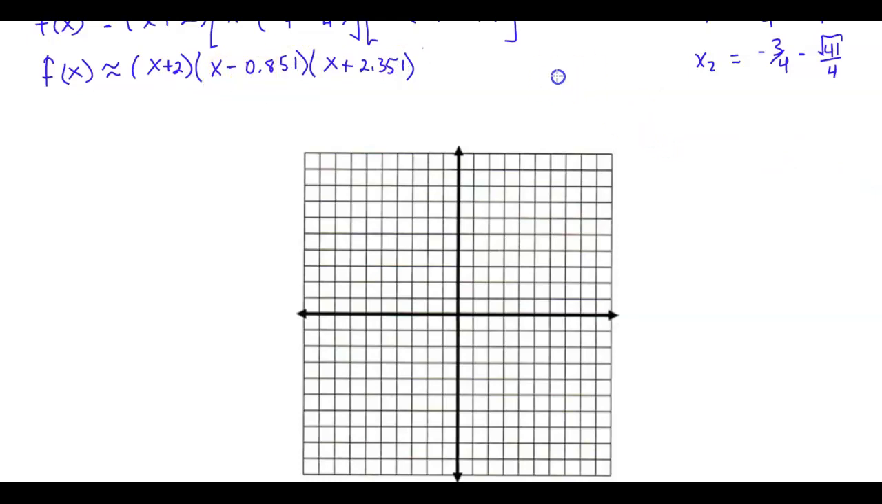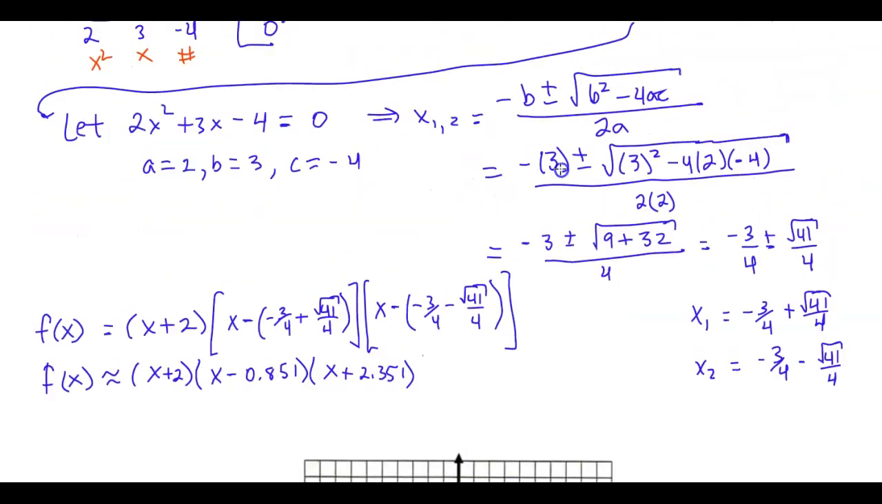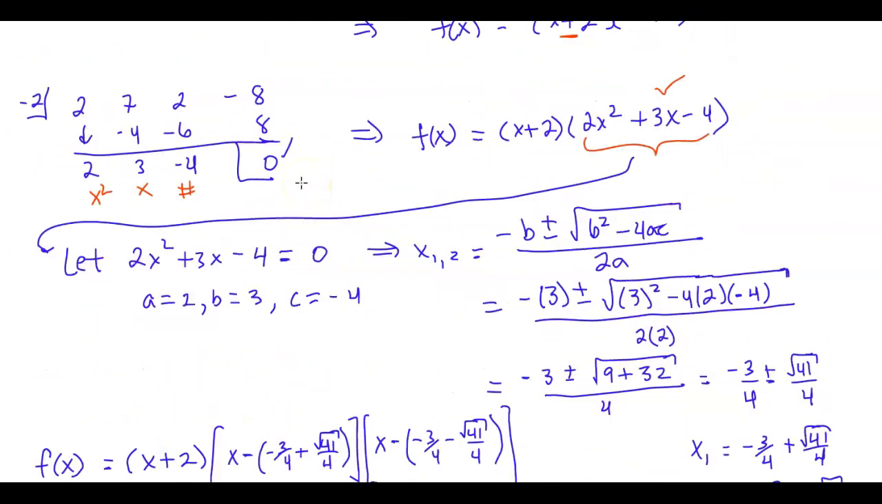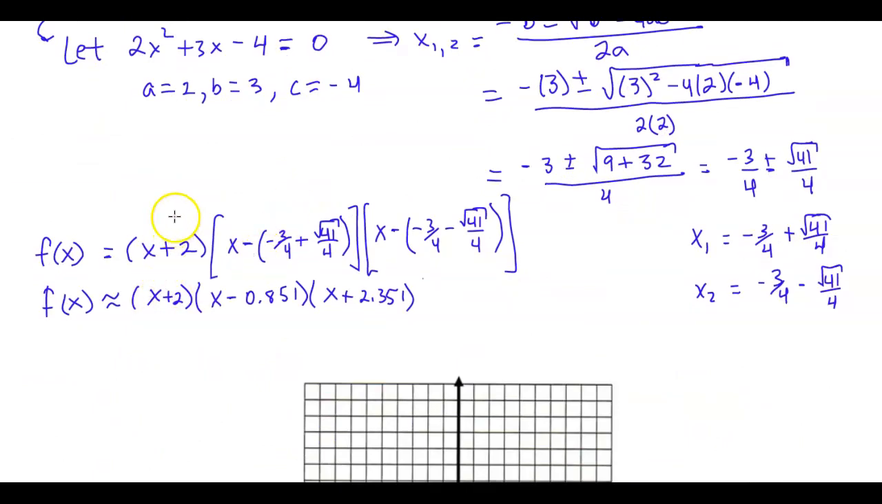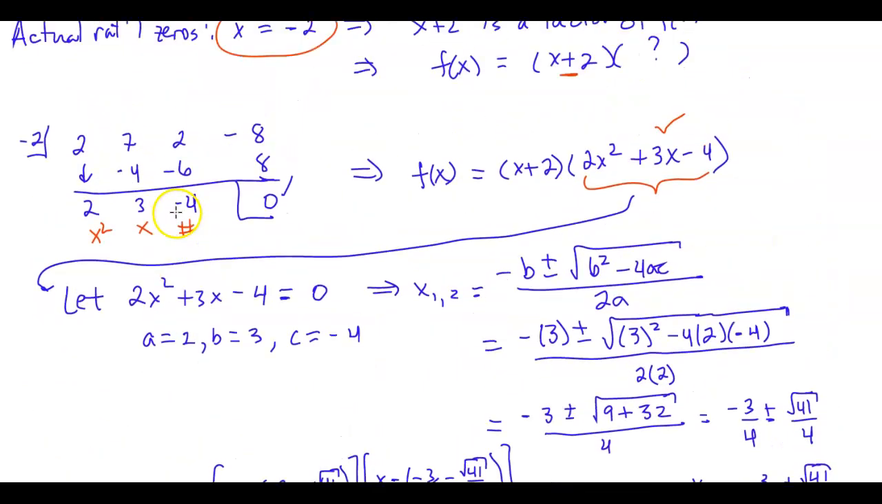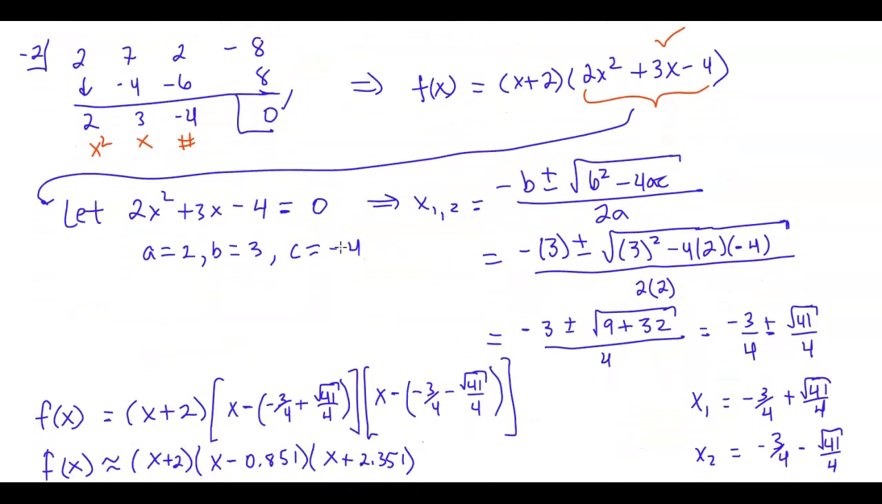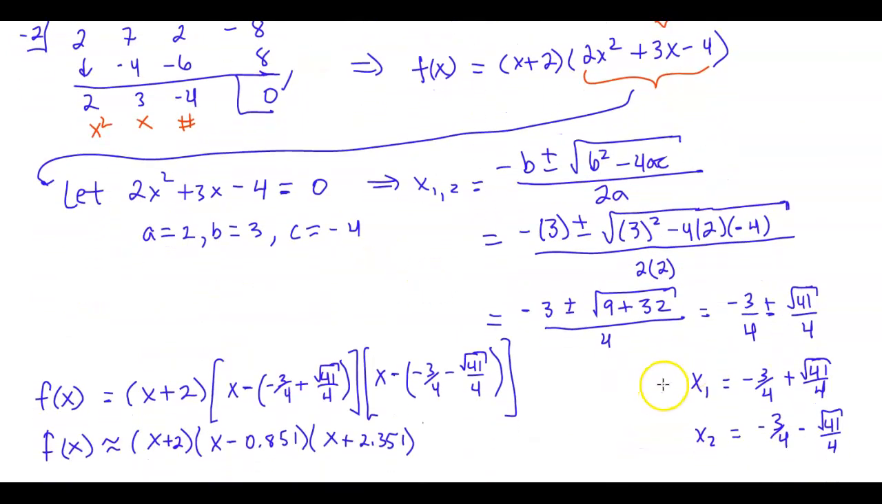Okay, and that goes along with what this tells us, that we had to have 3 zeros, and we see that one of them came by itself as a rational zero, because that's where that one was. The other 2 came out to be irrational conjugate pairs.